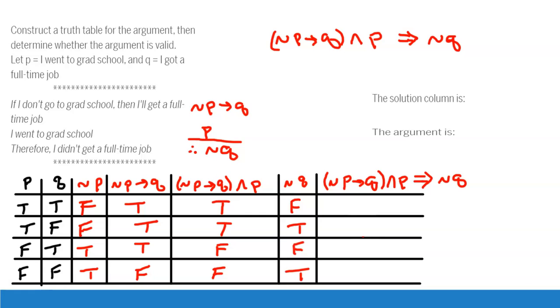And finally, we have our solutions column. So our second to last column is our if column. The column right before our last column is our then column. So we're looking at those two columns, which are only going to give us something false if we have if true then false. And we do have that in the first row and true everywhere else. So our solutions column is false, true, true, true. If we have all trues, then our argument's valid. If we have any falses in that solutions column, our argument's not valid, or invalid.